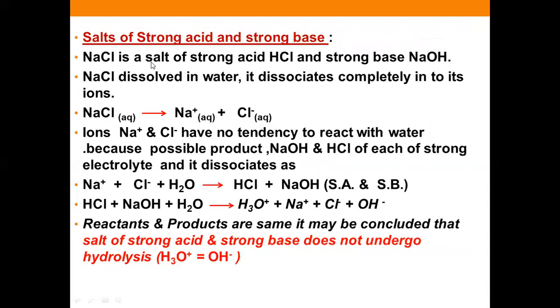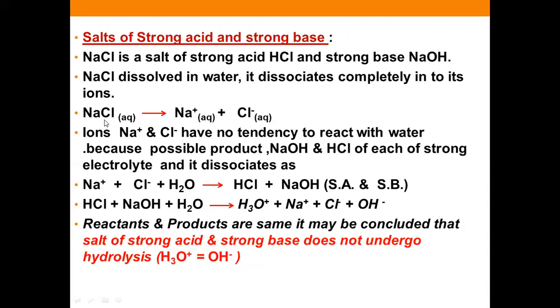Next point, the mechanism of the salts. In that, first, salt of strong acid and strong base. What is a salt of strong acid and strong base? NaCl is a salt of strong acid and strong base. NaCl is a salt of a strong acid like HCl and a strong base NaOH. Whenever this NaCl is dissolved in water, it dissociates completely into its ions.